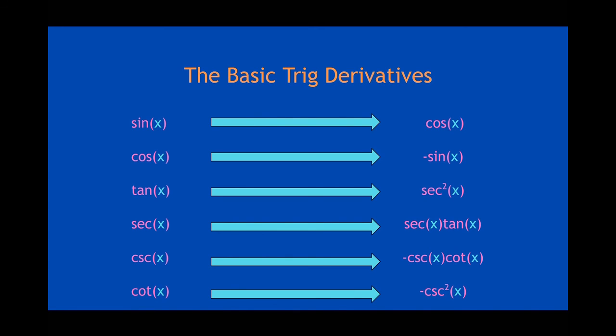Now that we've found all the derivatives for the basic trig functions, let's revisit our table. So, as we knew from before, the derivative of the sine of x is the cosine of x. Now we know from these proofs that the derivative of the cosine of x is equal to the negative sine of x. The derivative of the tangent of x is equal to the secant squared of x. The derivative of the secant of x is equal to the secant of x times the tangent of x. The derivative of the cosecant of x is equal to the negative cosecant of x times the cotangent of x. And the derivative of the cotangent of x is equal to the negative cosecant squared of x.